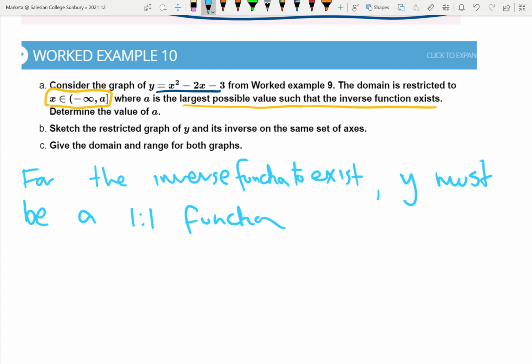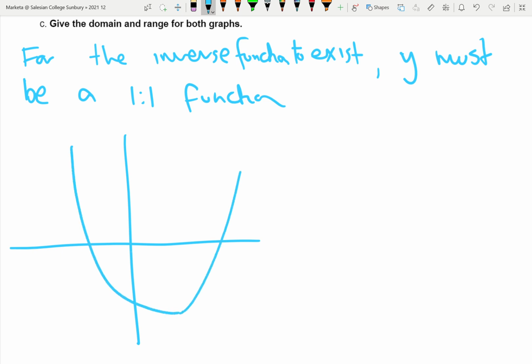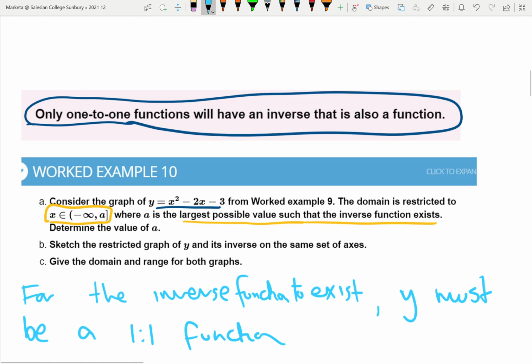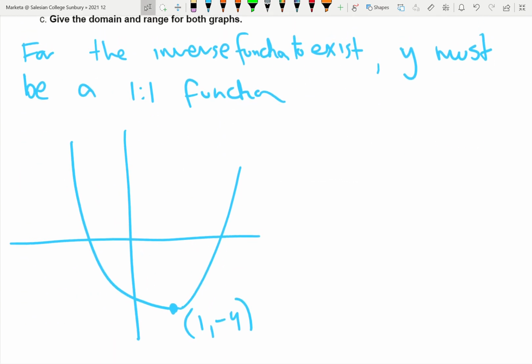So now let's redraw that parabola just so that we can see a little better. What was it? Negative 4, something like this. So this turning point here was 1 and negative 4. Let's double check that. Yes, 1 and negative 4. So now if we want to make this a one-to-one function, we're going to have to cut it. And the place where we can cut it is at the turning point. So for a parabola, the turning point is where we'd cut it to make it a one-to-one function.